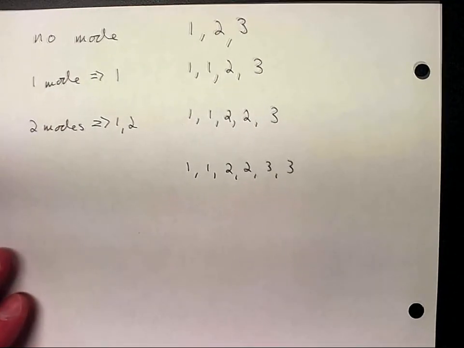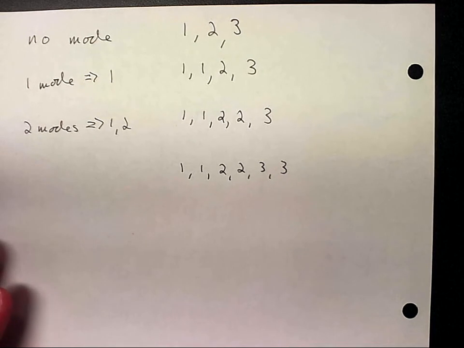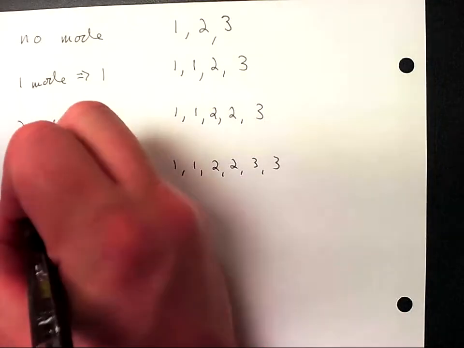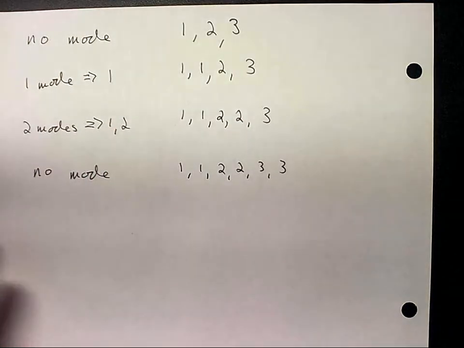Now, let's say that we change this to 1, 1, 2, 2, 3, 3. How many modes do we have? Which one occurs most frequently? None of them occur most frequently. So again, we're right back to no mode. You guys get the gist?